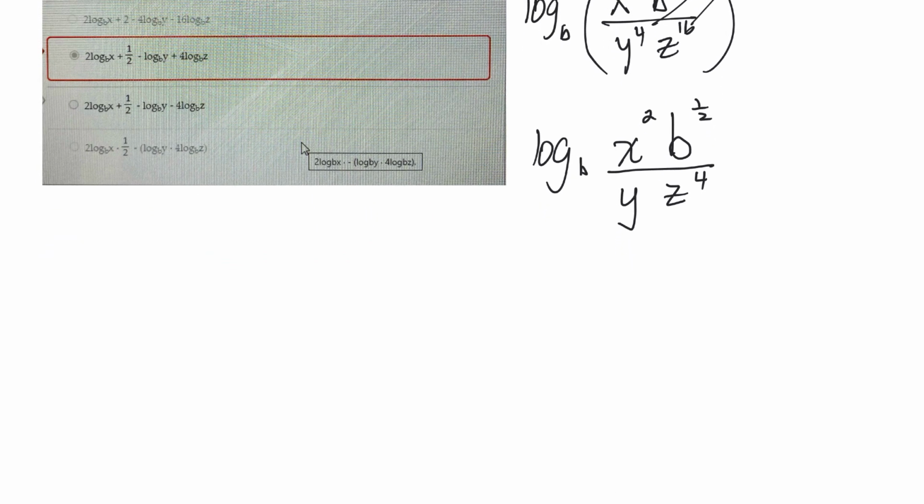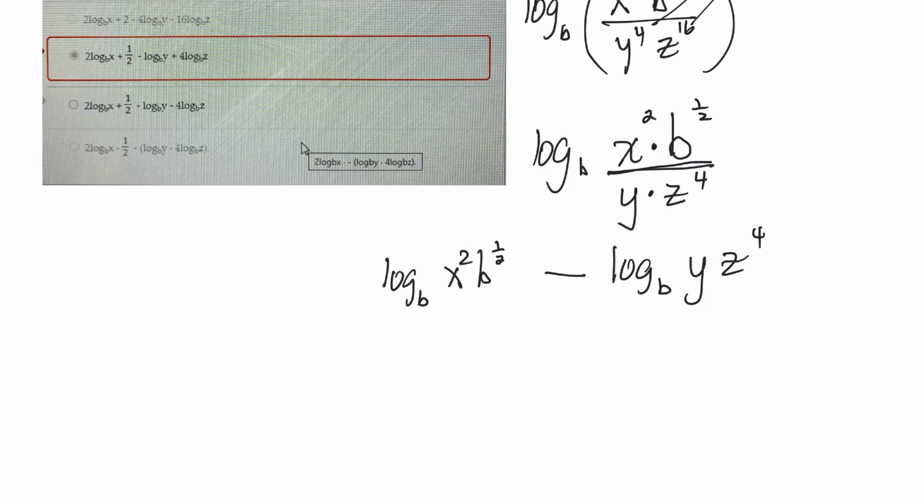So let's keep going. This is the quotient law, so I can rewrite this. There's a quotient here, and there are also two products, so I'm going to split those up. I'll say log base b of x squared b to the 1/2 minus log base b of y z to the 4th. Okay, feeling pretty good there. But now that's a product law, that's a product law. This one you have to be careful with because it subtracts all of this, so I could put that in brackets. Okay, let's split this one up.